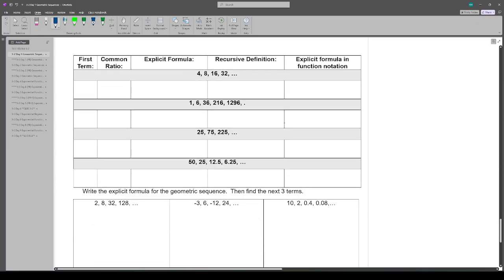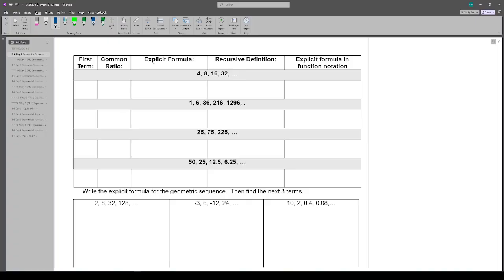Okay, so this table is just good practice with applying what we've learned. You write the first term, the common ratio, explicit, recursive, and then explicit in function notation. So we'll write it with subscripts here, and then with function notation over here. So I'm going to leave that for you to fill out and check with the key on Canvas, because that's just good practice for you to do. I guess we can do the first one so you know what it's supposed to look like, and then I'll leave the rest for you to do.